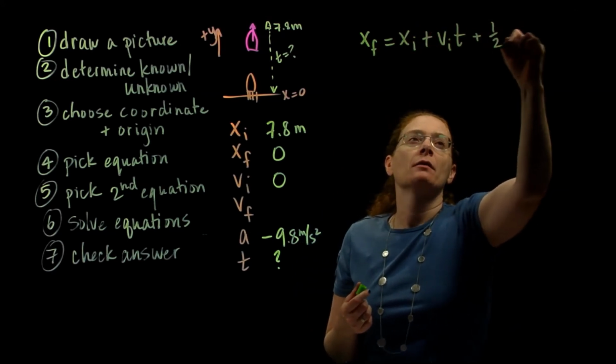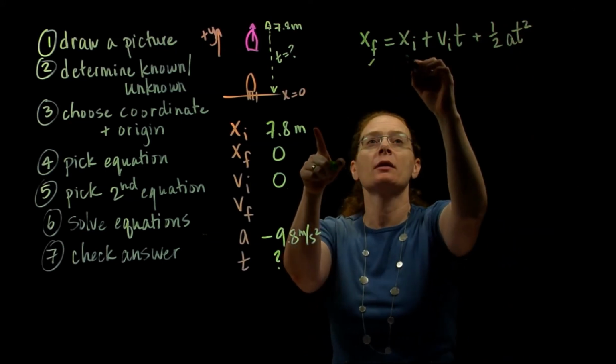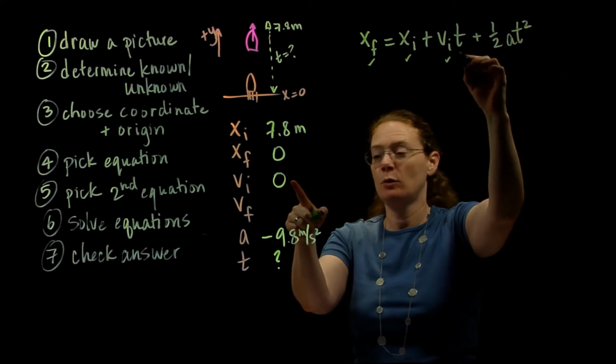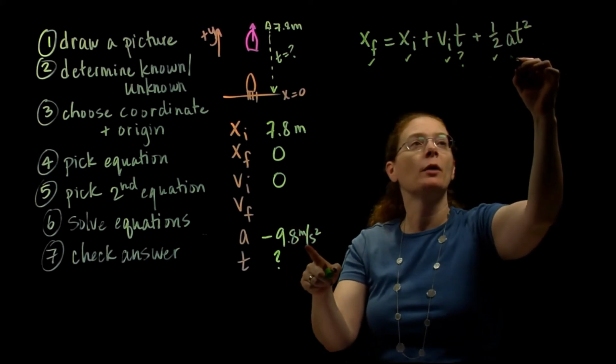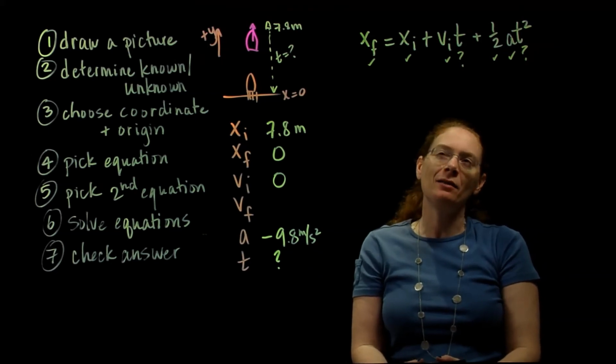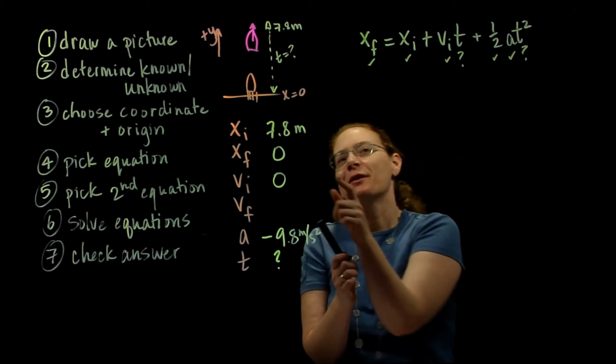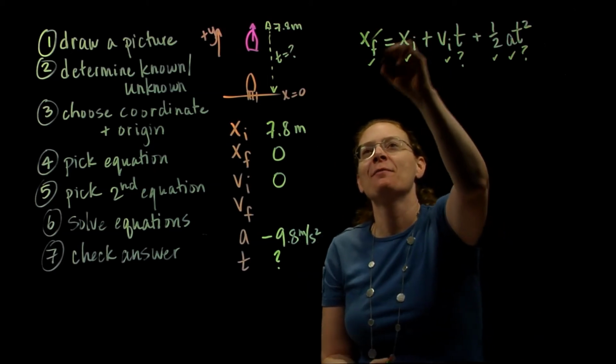All right. There's my equation. Do I know x final? Yes. Do I know x initial? Yes. V initial? Yes. I'm looking for time. I know 1/2. I know my acceleration. I'm looking for time. And you look at that and you say, man, it looks like it's a quadratic. Yuck, right? So let's cross out the zeros. X final is 0.